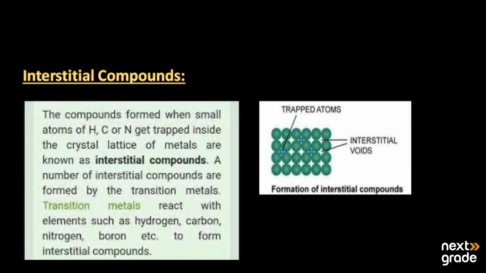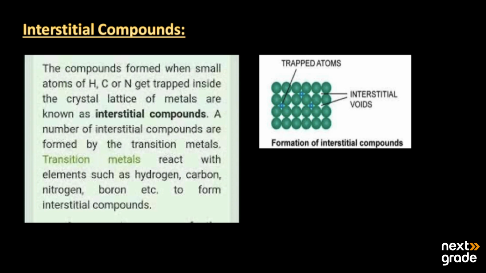So, let's have a look at the interstitial compounds. Interstitial compounds are the compounds that are formed when small atoms of hydrogen, carbon and nitrogen, along with boron, get trapped inside the crystal lattice of the metals. When the metal atoms arrange in rows one after the other, they make a structure which is called the crystal lattice structure.